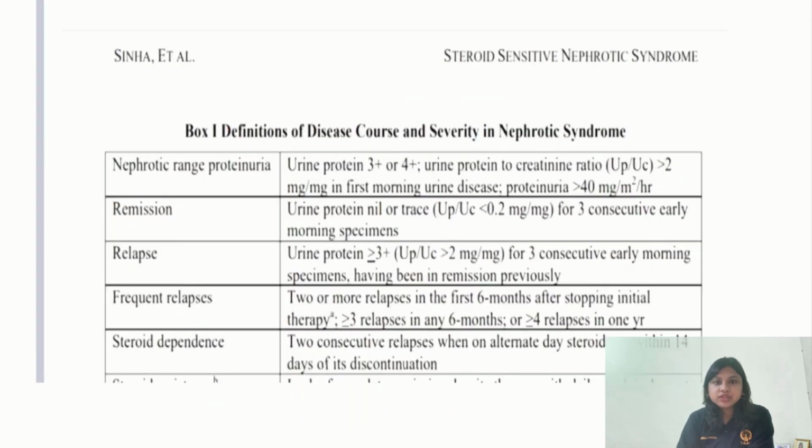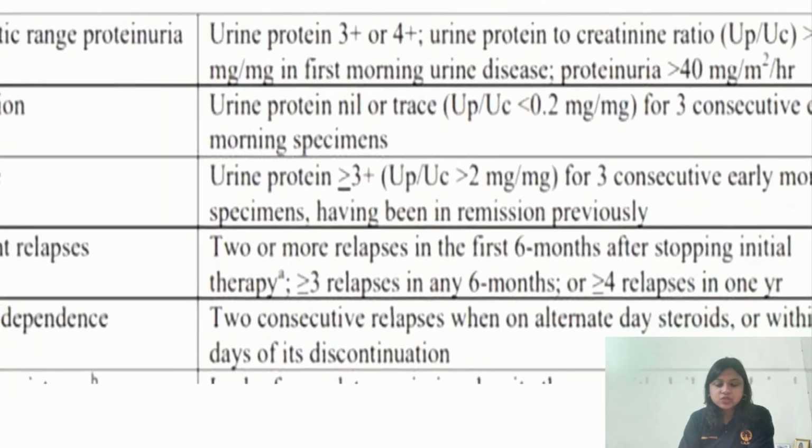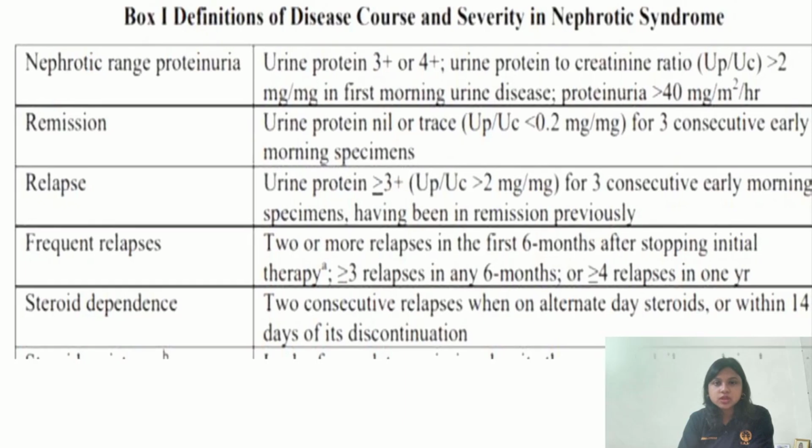Next, the definition of disease course and severity in nephrotic syndrome. So first is the nephrotic range proteinuria. I already talked about this. That is the urine protein 3 plus or 4 plus, and the urine PCR is more than 2 milligram per milligram in the first morning urine sample, and the proteinuria is more than 40 milligram per meter square per hour.